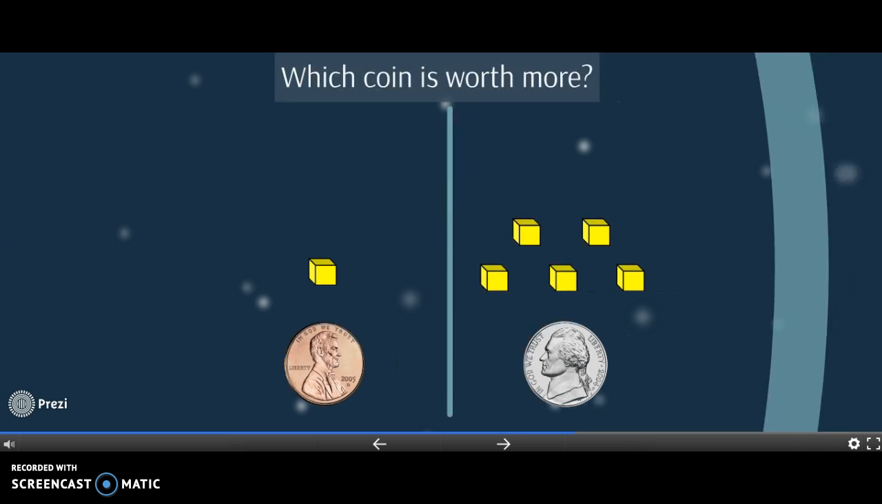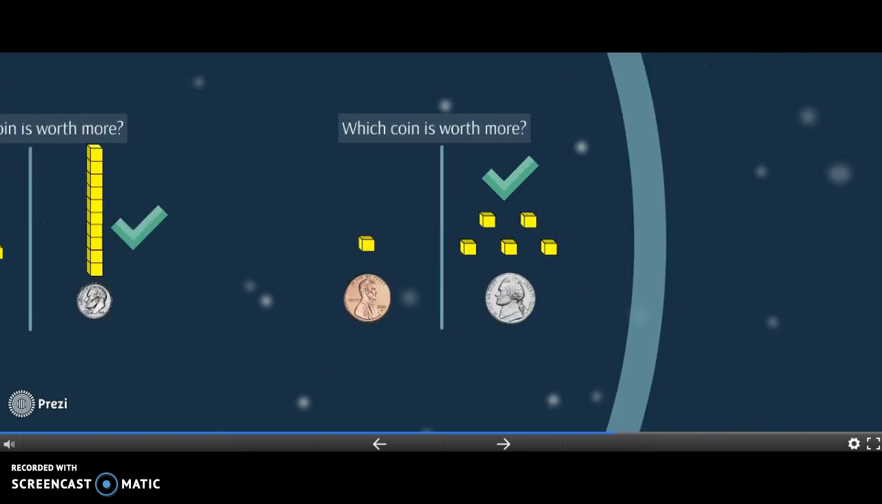Now, which one is worth more here? The penny or the nickel? If you said the nickel was worth more, you'd be right again, because it's worth 5 ones blocks and the penny is worth 1.